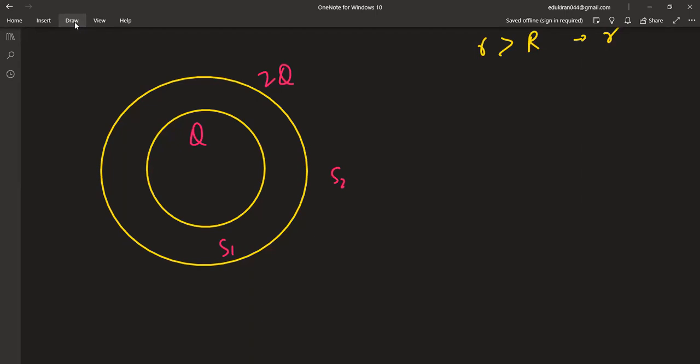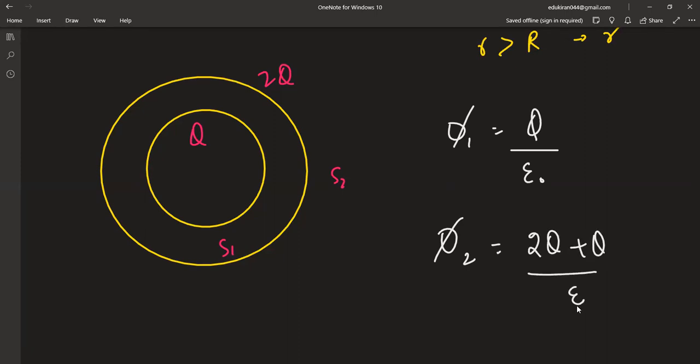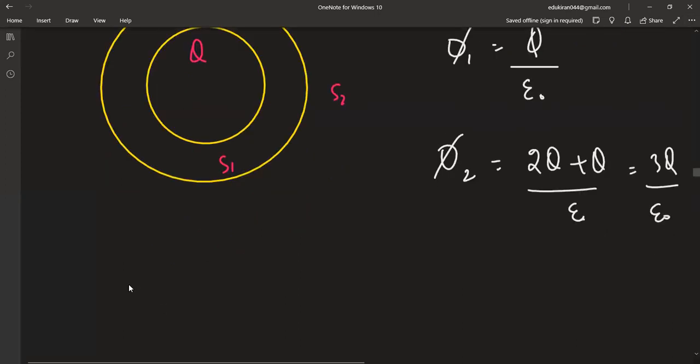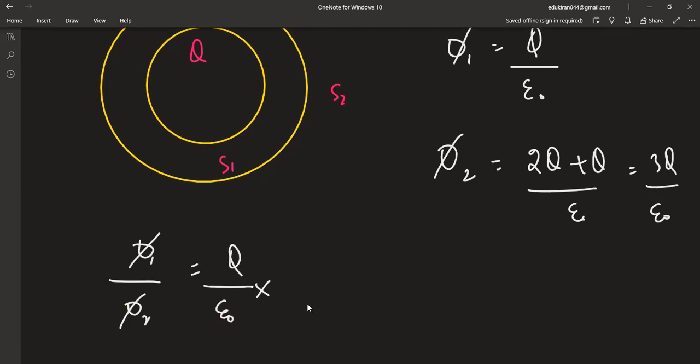See, when we are talking about flux 1, there only Q is there, so that becomes Q by epsilon naught, correct? When we are talking about flux 2, that is the outermost. That time the total charge enclosed is 2Q plus Q by epsilon naught. So this is equal to 3Q by epsilon naught. So when you'll take their ratio, flux 1 by flux 2, Q by epsilon naught into 3Q by epsilon naught. The ratio is 1 by 3. This would be the answer.